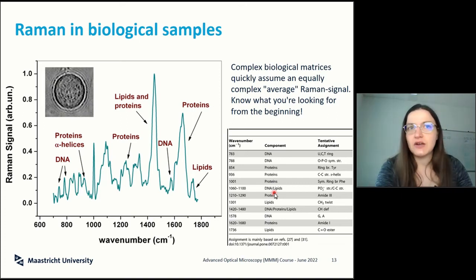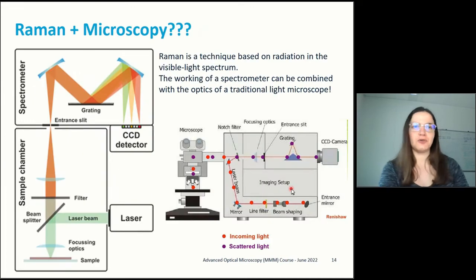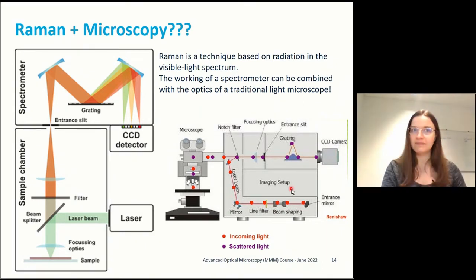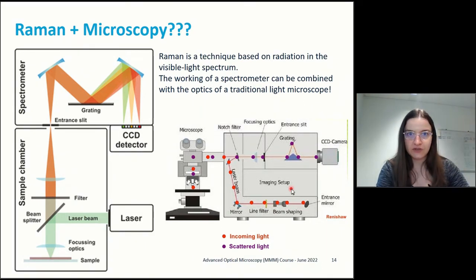But this was a lot of spectroscopy, right? And I promised you that this was going to be a mix between microscopy and spectroscopy. So what is the point of crossing over Raman in a microscope, and why can they be crossed over this easily? This is because Raman is a technique based on visible light.